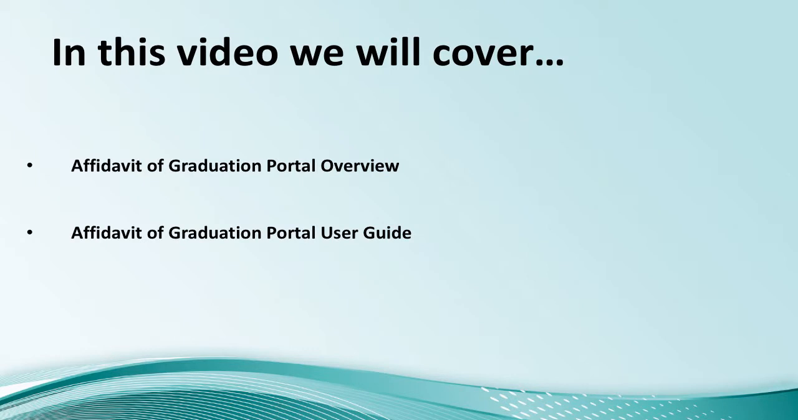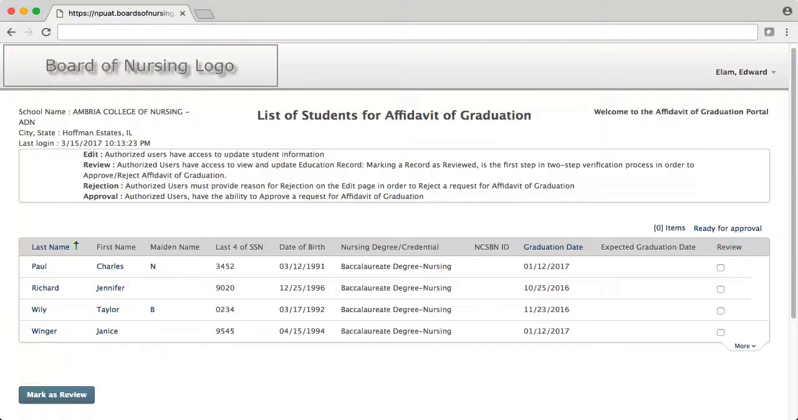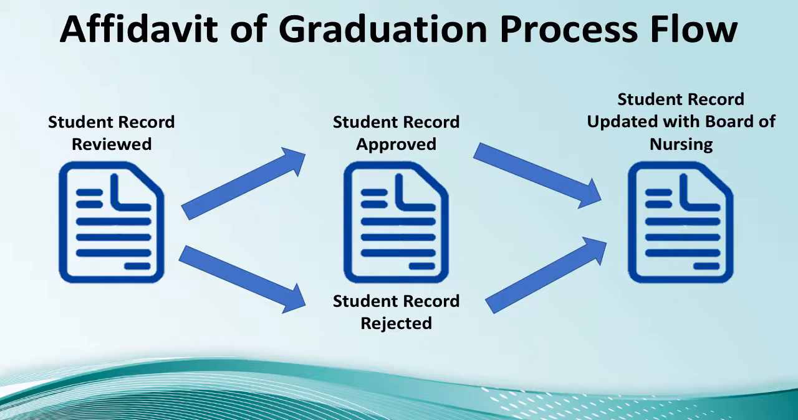In this video, we will cover the Affidavit of Graduation Overview and the Affidavit of Graduation Portal User Guide. When students apply for initial licensure, their name and relative education details are placed on a list of student records, requiring an affidavit of graduation from the nursing program as proof of education. Once the affidavit of graduation request is reviewed and approved or rejected by the nursing program, the portal will automatically and seamlessly update the Board of Nursing.